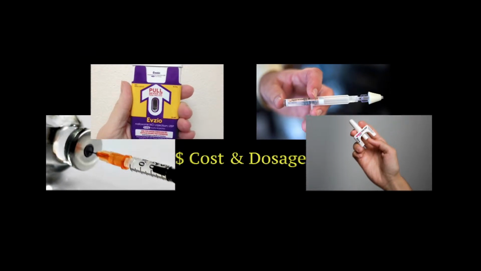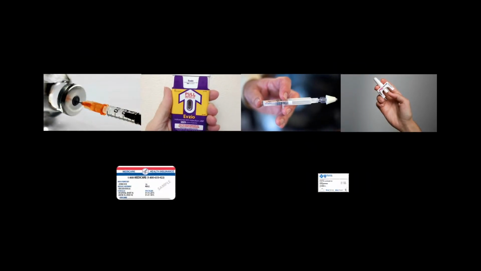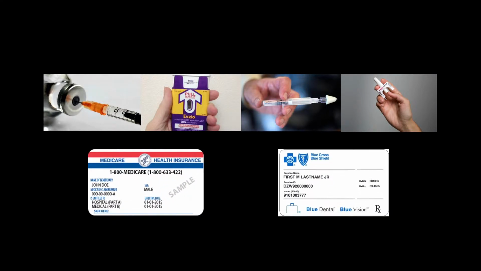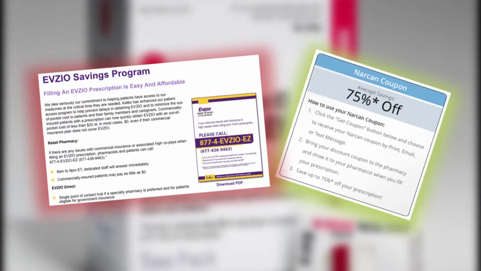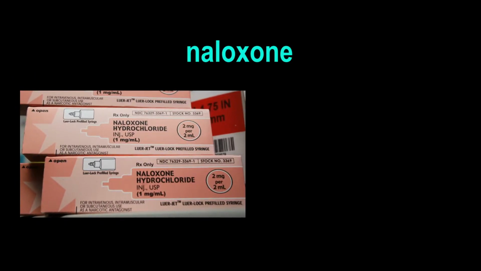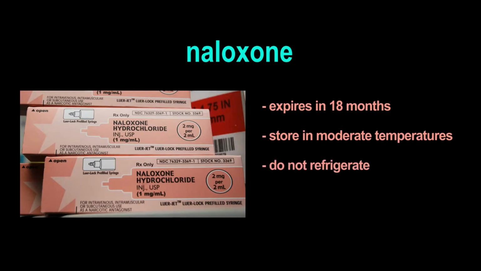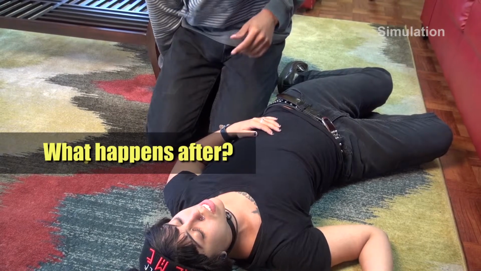Cost and dosage varies with these different formulations. Most commercial insurance, as well as Connecticut Medicaid and Medicare, will cover at least some of them. Grants or coupons might also be available on the websites of different pharmaceutical companies. Naloxone will expire in about 18 months, and it should be stored in moderate temperatures, not in the refrigerator and not in direct sunlight. What can you expect after you administer the naloxone?